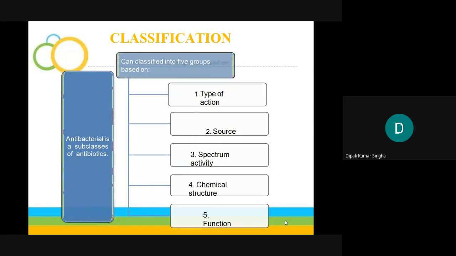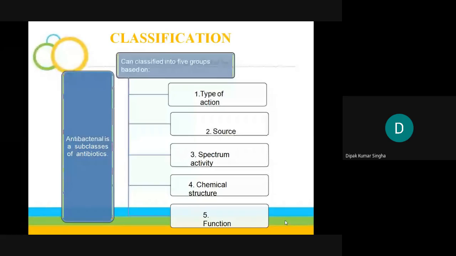Another is based on the chemical structure, where different compounds have different chemical structures. Based on this property, there are phenol derivatives, lysol derivatives, antibiotic derivatives, and surface active agents. So based on the chemical structure, we classify the different antibacterial agents. Finally, the last is the function. Based on their function and activity, they are classified into different classes.